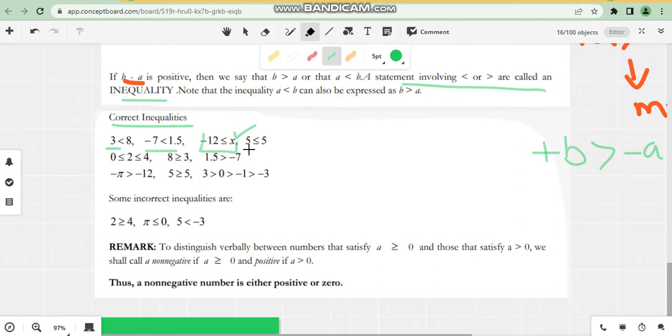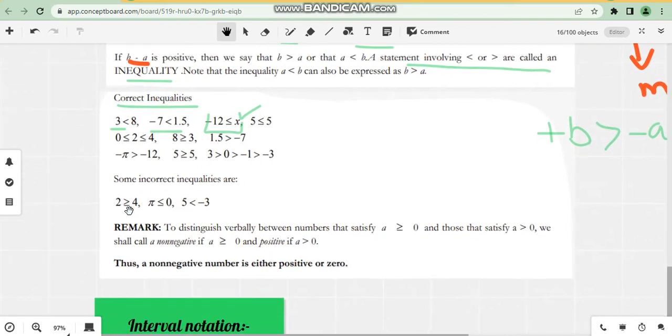If I write this in inequality form, it means minus 12, and it goes up to so on, and x is maybe equal to, or maybe less than, or equal to x. Then pi comes, pi is 3.14, and negative 3.14 is more than negative 12. Yes, that's right. If you don't know which is the more than or less than sign, you will get your answer wrong. If you write 2 is more than 4, pi is less than 0, meaning 3.14 positive is less than 0, how can this be possible? 5 is less than negative 3.